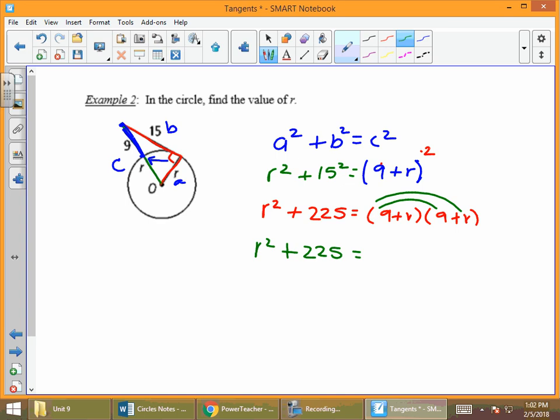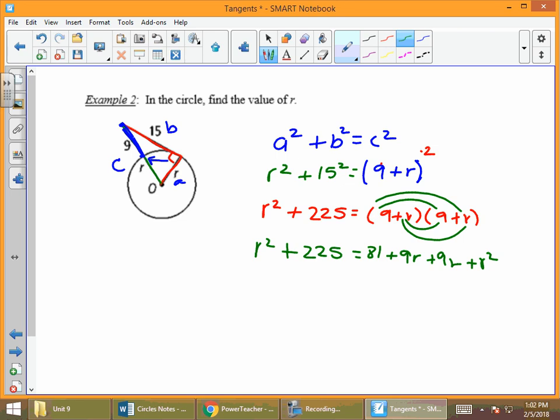FOIL. So when we do that, 9 times 9 is 81. 9 times r is just 9r. R times 9 is 9r. And then r times r is r squared. If that bothers you, that it's backwards, you just rewrite it as r plus 9. That's fine. It's not going to change your answer.